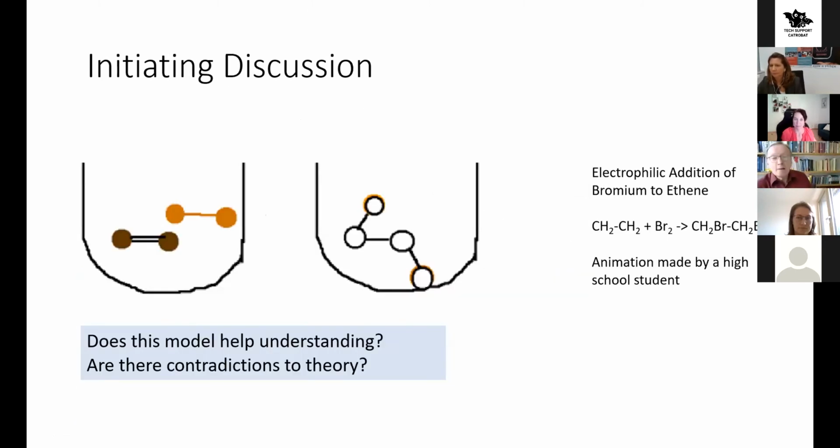This is an example which was created by a high school student. I did some programming in chemistry classes at high school level, and the reaction is called electrophilic addition of bromine to ethene. No, it's not bromium, it's bromine, the English word, sorry. And what you see is you have a brown fluid because the bromine is brown. And when it reacts with ethene, for example, it gets colorless.